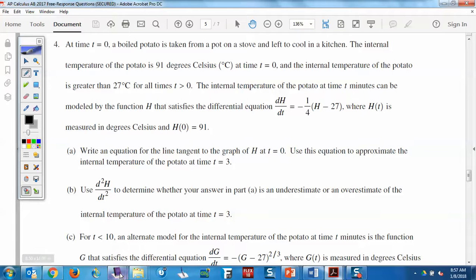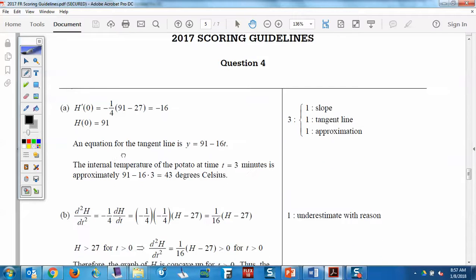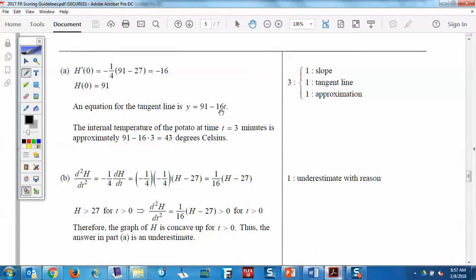Okay, so let's just look at how they allotted points for that. Equation of the tangent line, which is what we asked. They had 3 points for that. One for figuring out the slope. If on your paper you had rightfully plugged in 91 and got the negative 16, and they could find that on your paper, then you're going to get a point for that, even if you couldn't figure out how to get the tangent line equation. Notice they did use y and they used t, but they're pretty lenient on that, some types of tangent lines especially. And then getting your approximation of 43.